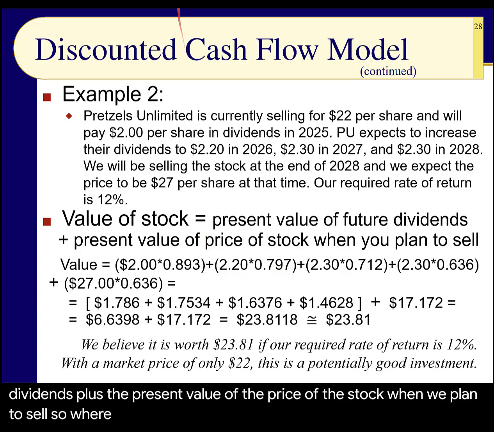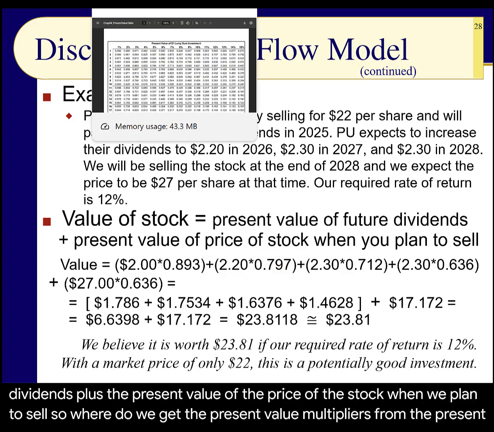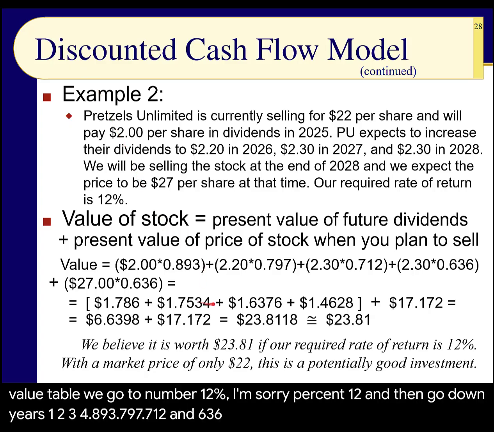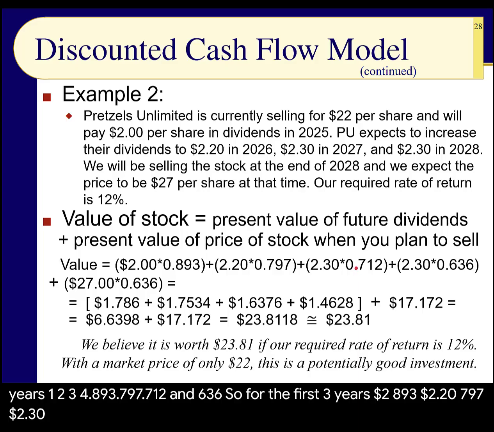So where do we get the present value multipliers? From the present value table. We go to 12 percent, and then go down years 1, 2, 3, 4: 0.893, 0.797, 0.712, and 0.636. Those are the 4 present value multipliers. So for the first 3 years, $2 times 0.893, $2.20 times 0.797, $2.30 times 0.712.